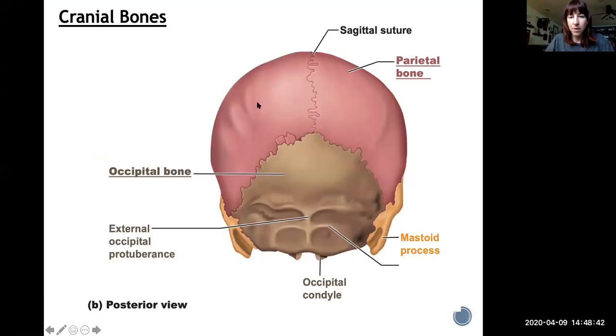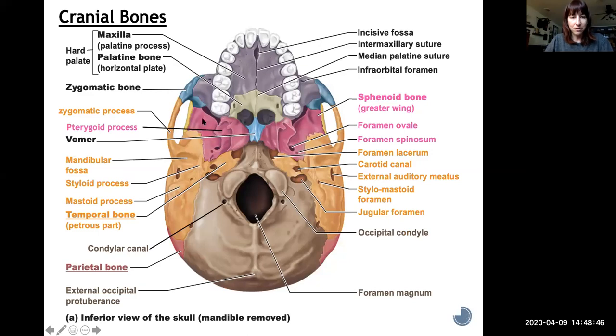You can't see it from the posterior view, but from this inferior view you can see the greater wing. You can see the foramen ovale and the foramen spinosum from this view, and you can see the pterygoid process. The medial and lateral pterygoid plates are this and this, I think, but I'm not asking you to know that. Just know the pterygoid process is this sharp, pointy projection. It's on both sides, so you have two pterygoid processes of your sphenoid bone.